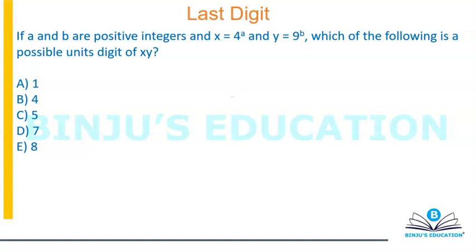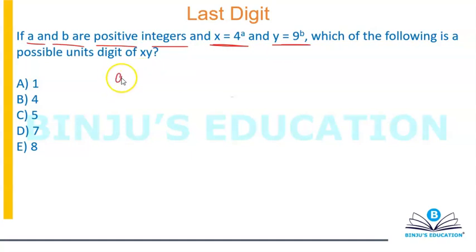All right, let's see what we can do. A and B are positive integers. X is equal to 4 to the power A, Y is equal to 9 to the power B. Which of the following is a possible unit digit of X and Y? Now first let's concentrate on the possibilities of the unit digit of 4 to the power A and 9 to the power B. If I talk about 4 to the power A, as far as 4 is concerned, we know that we can have only two possibilities.